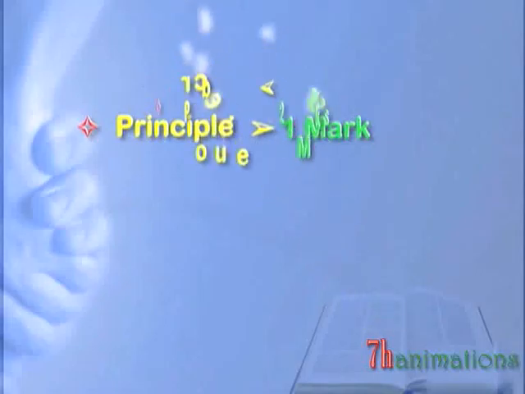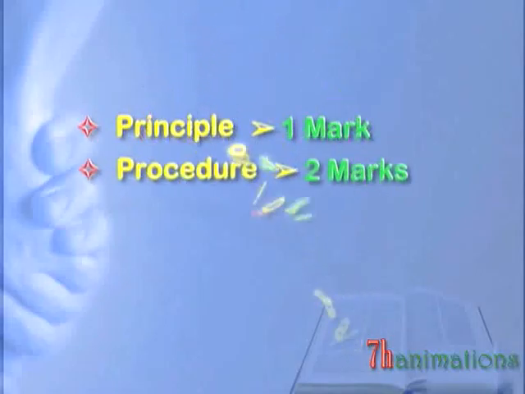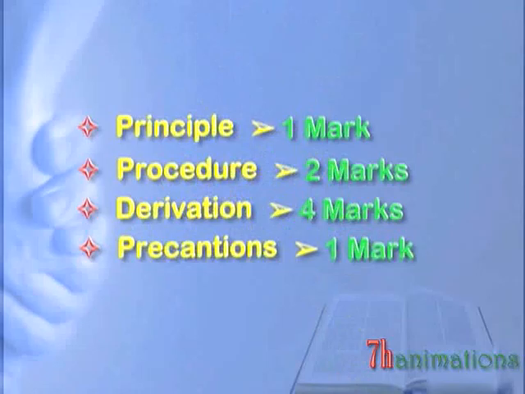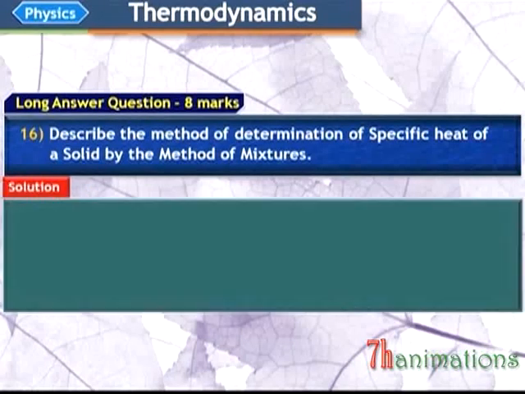For the procedure, 2 marks. For the derivation of related theory, we get 4 marks. For writing the precautions in the experiment, we get 1 mark. So we take how to present this.